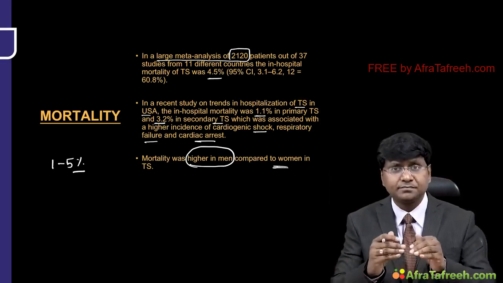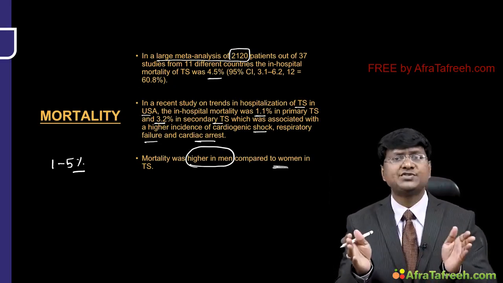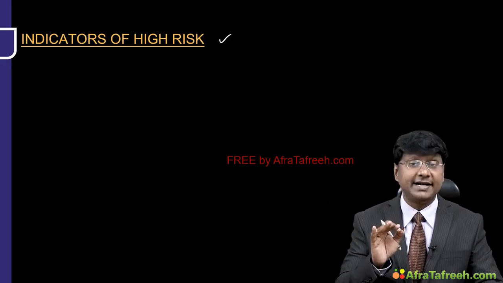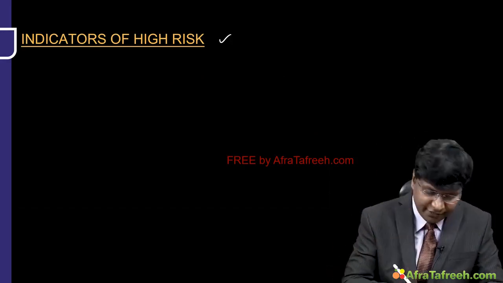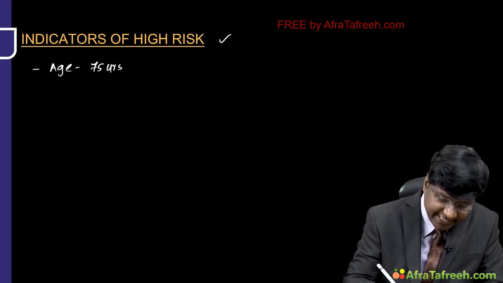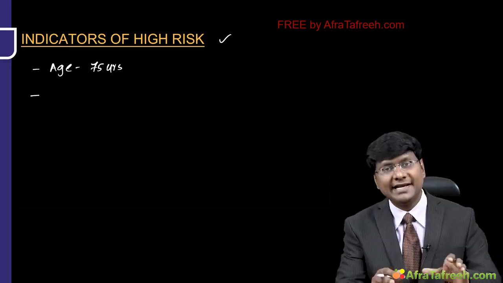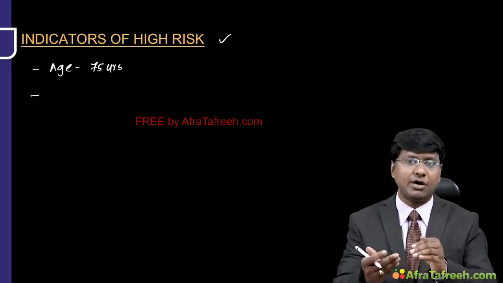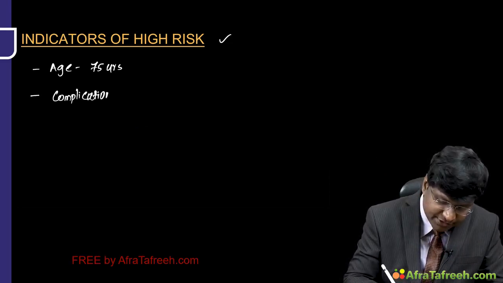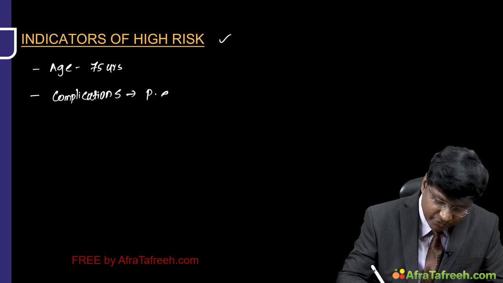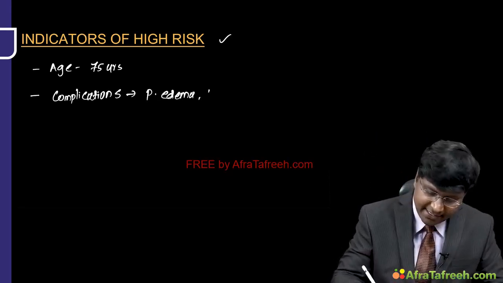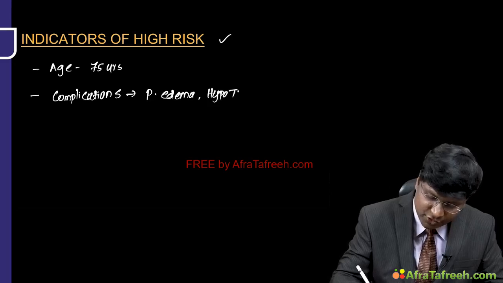Now you should know which group of individuals are at highest risk of development of mortality. That means you need to understand the indicators of high risk. First and foremost, the age. Elderly individuals, age 75 years, are at increased risk of mortality. And next is the presence of serious complications. So what are those serious complications? These include development of pulmonary edema. They are at increased risk of respiratory failure, then cardiac arrest, and cardiogenic shock. They are at increased risk of mortality.